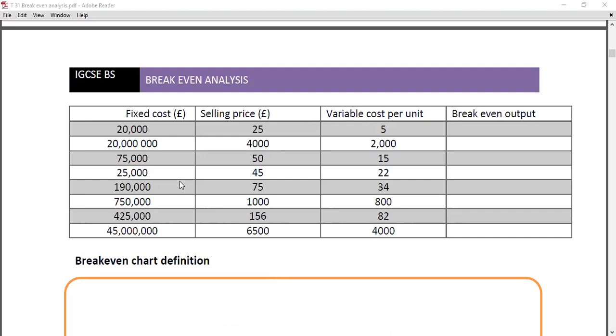Okay, third question I'm asking from Rama. 75,000 is the fixed cost, selling price 50, variable cost 15. What's the answer, Rama? Right, I can get some answers.